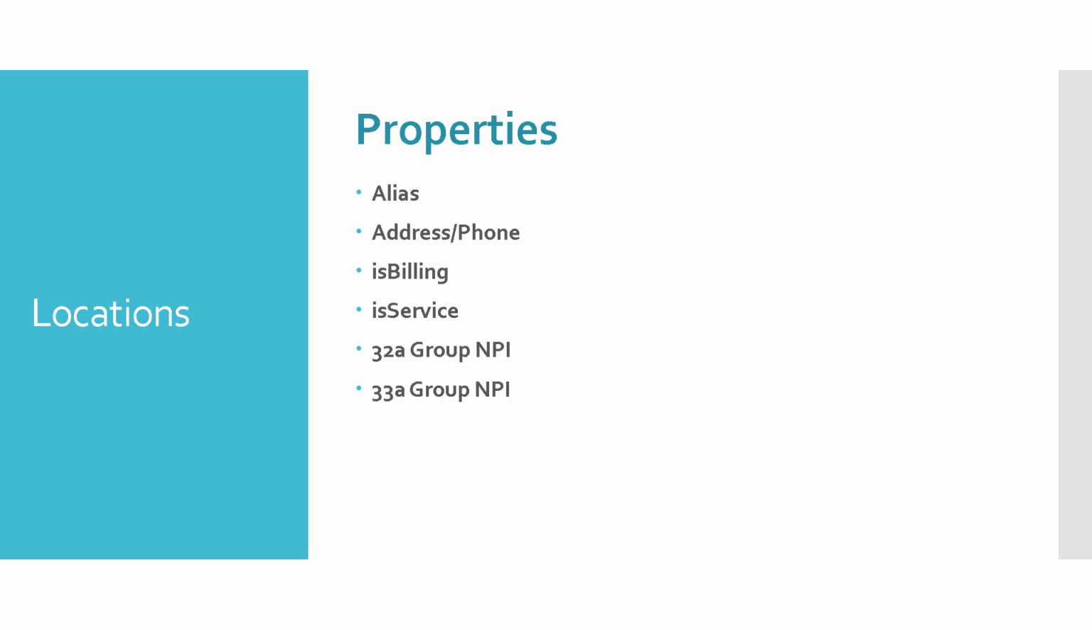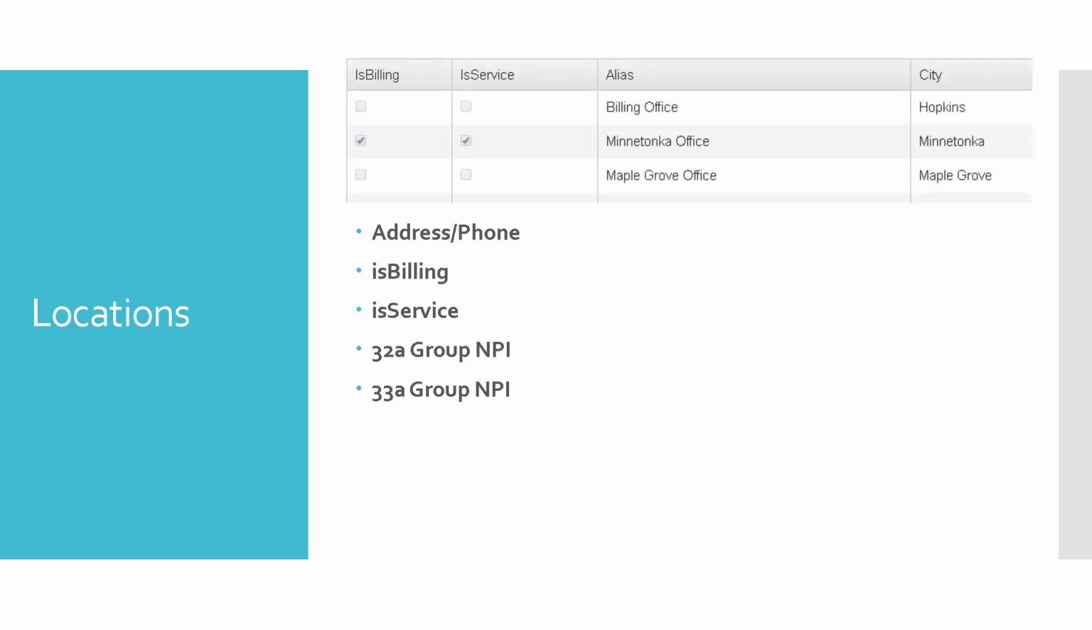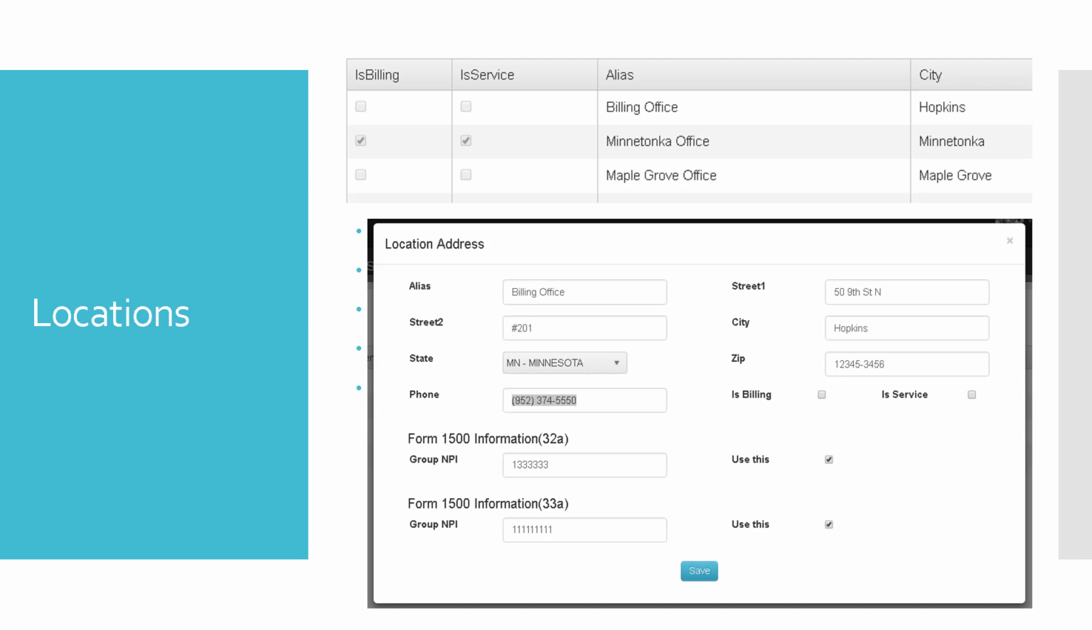Locations is the addresses of all of your offices. For details on how the locations are used on the CMS 1500 and reports forms, please see Chart Talk's online manual.